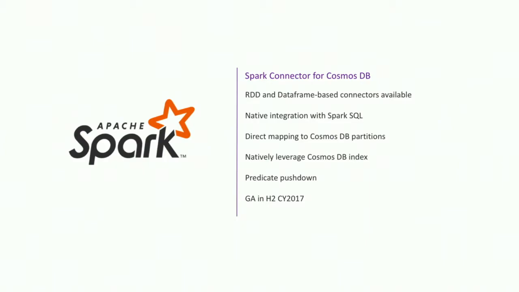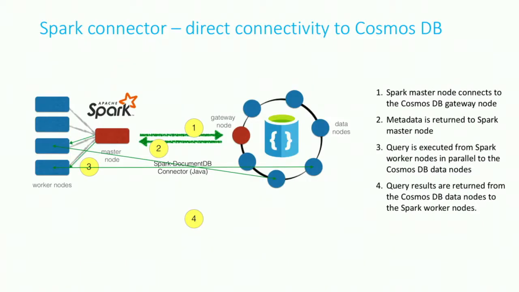The Spark connector has been GA since last year, and we have a large number of whale customers who are essentially in production with our Spark connector. So this is the architecture of our Spark connector. On the left, you have a Spark cluster. As you know, it has a master node, and then you have worker nodes. And on the right side, we have Cosmos DB.